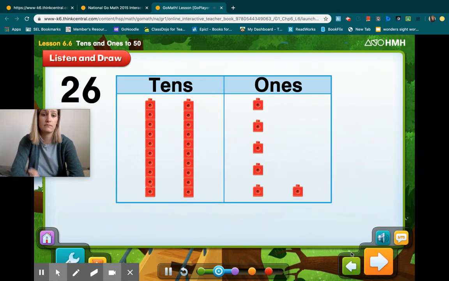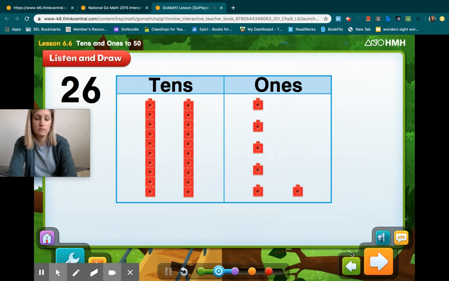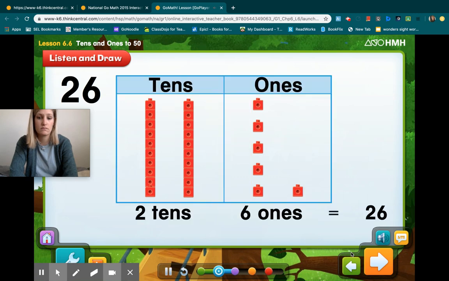The 6 cubes that are left over go into the ones column. The two groups of 10 connecting cubes show there are 2 tens. And the 6 cubes left over show there are 6 ones. So there are 2 tens and 6 ones in 26. You can also use base 10 blocks to show groups of tens and ones. Click the two groups of 10 cubes to change them to tens blocks.